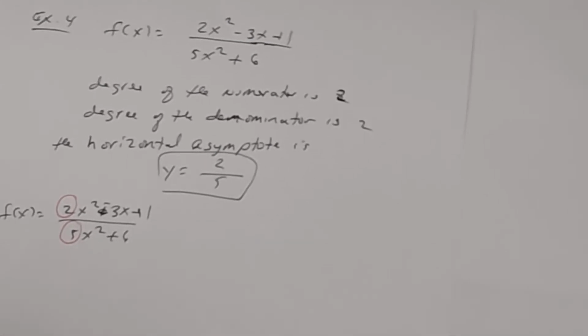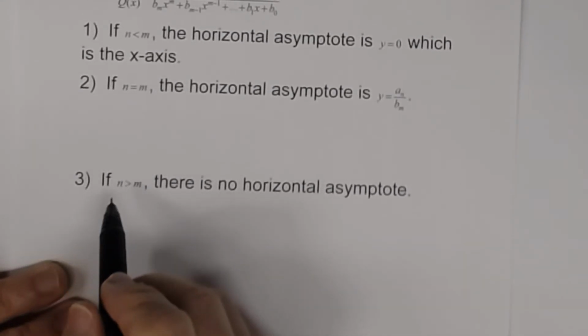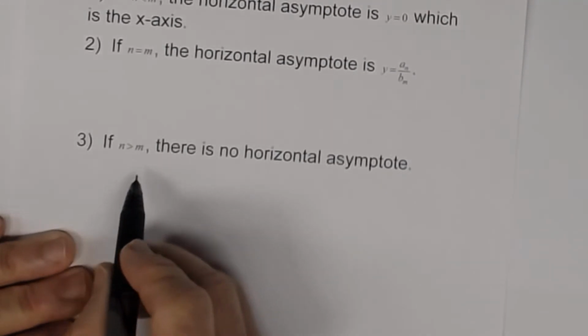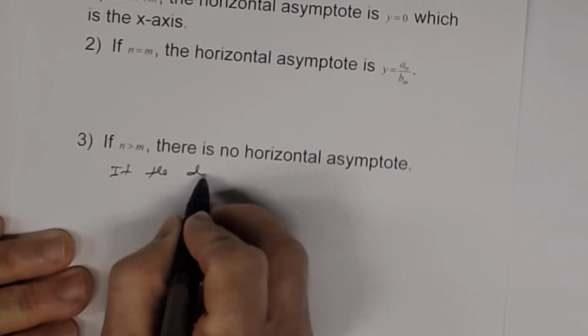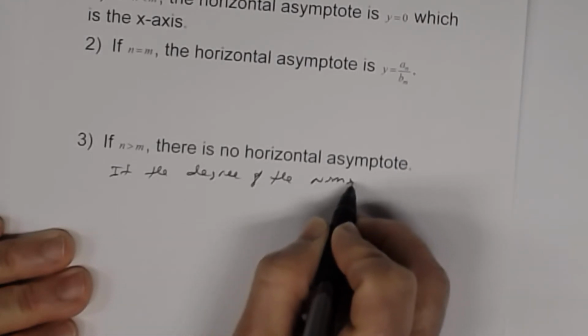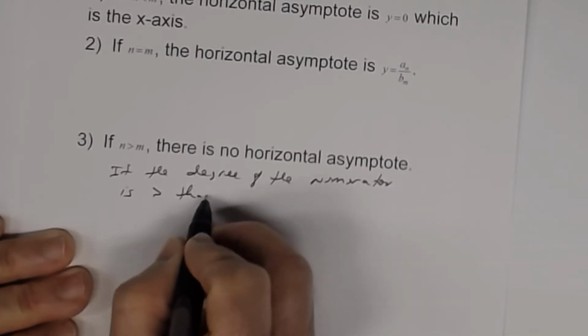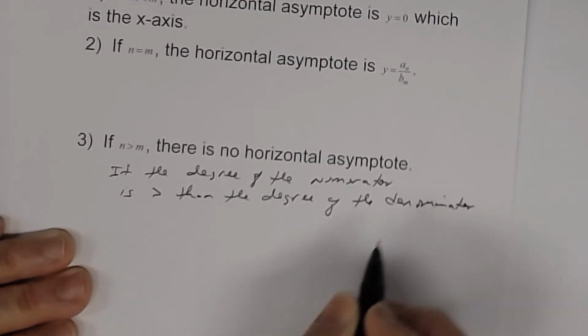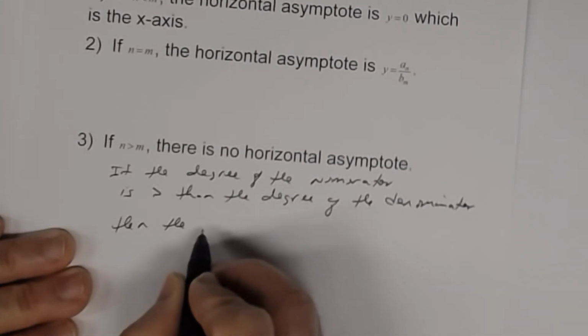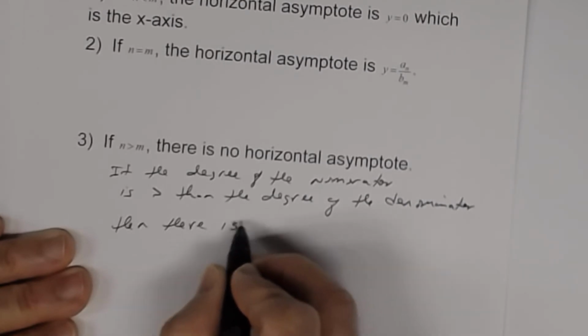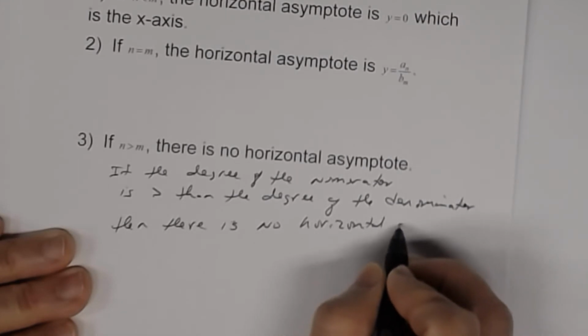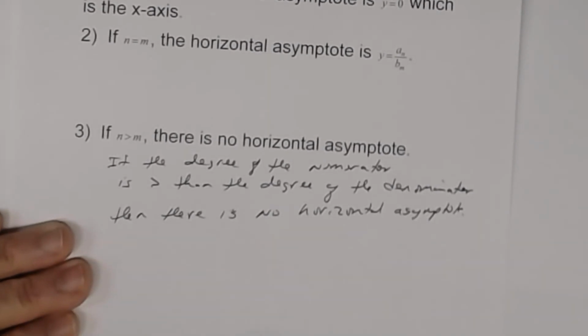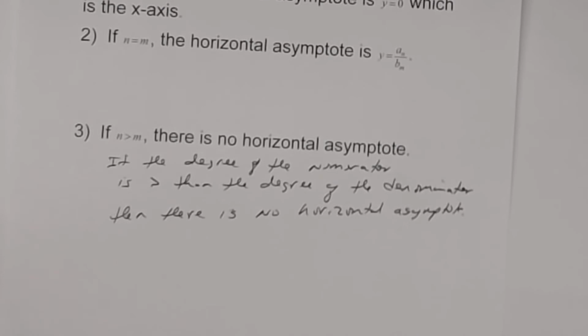All right, now let's look at the third situation. What if the degree of the numerator is greater than the degree of the denominator? If the degree of the numerator is greater than the degree of the denominator, then there is no horizontal asymptote. Let's look at an example that looks like that.